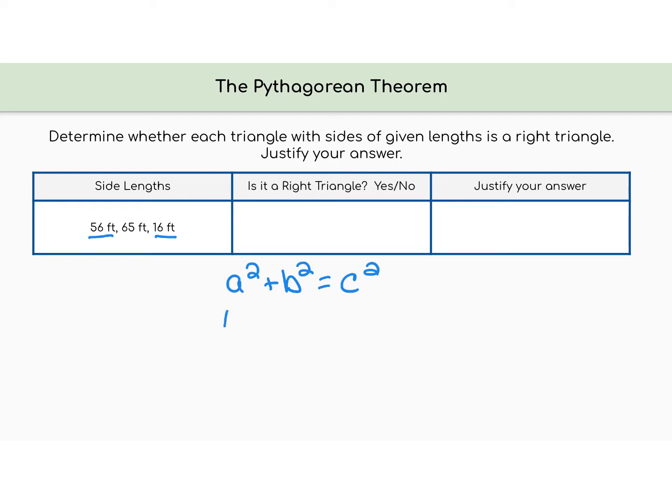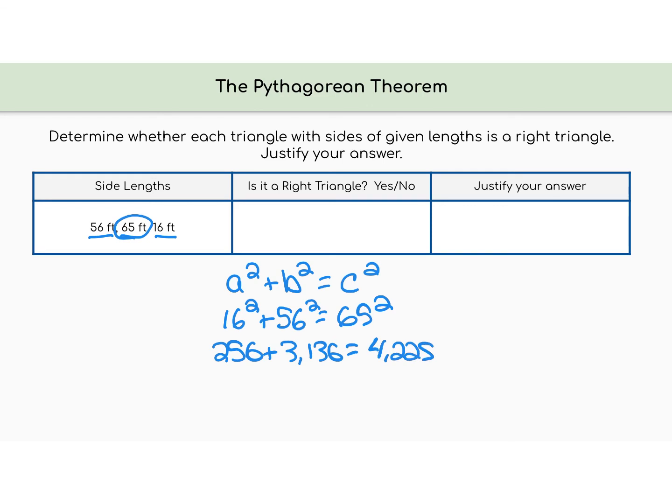So for a squared, let's make that 16 squared plus b squared, which is 56 squared, is equal to our longest side, which is 65 squared. Now you can use your calculator, and 16 times 16 is 256, plus 56 squared, which is 3,136. And is that equal to 65 squared, which is 4,225? Okay, so let's continue to simplify.